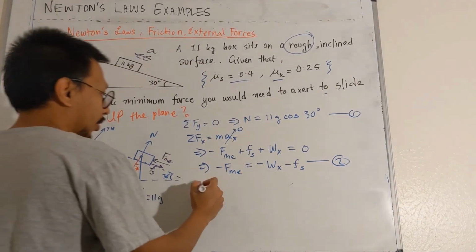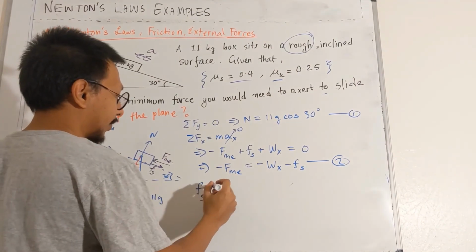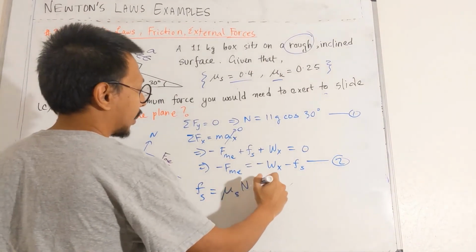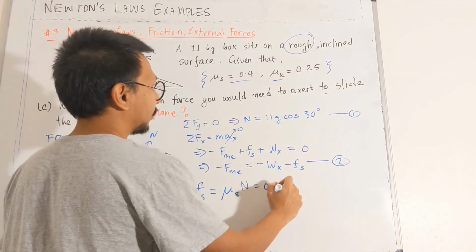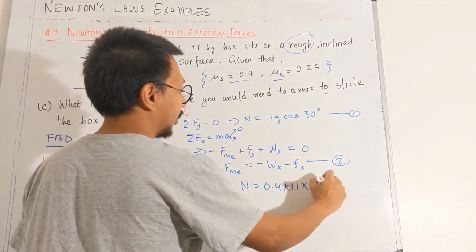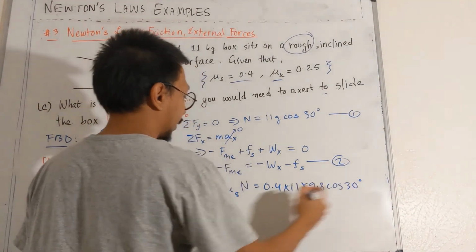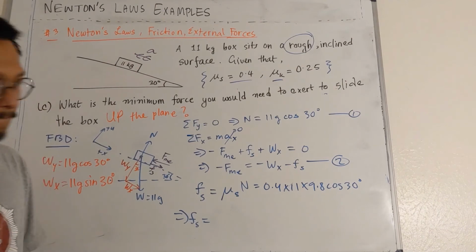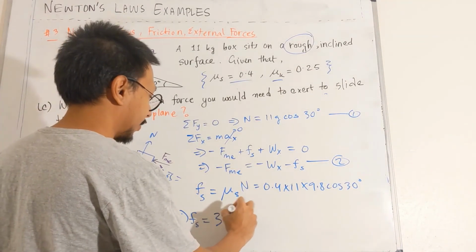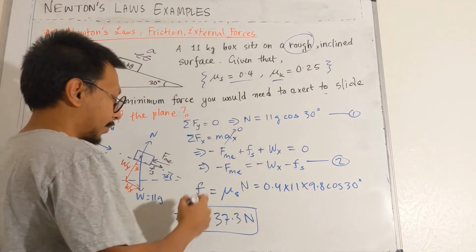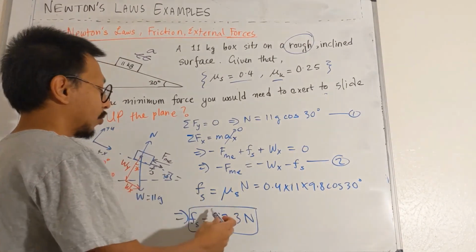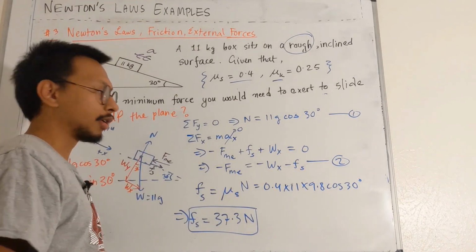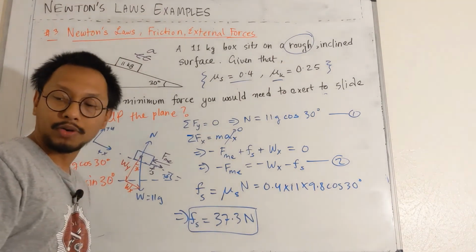And then, as we know by now, the maximum value of the static friction is when static friction is equal to mu s times N, which is mu s is 0.4 times 11 times 9.8 cosine 30. This gives me the static friction as 37.3 newtons. This is the maximum value of static friction which I would have to overcome to just about slide it up the plane. That would give me the minimum force. All right.